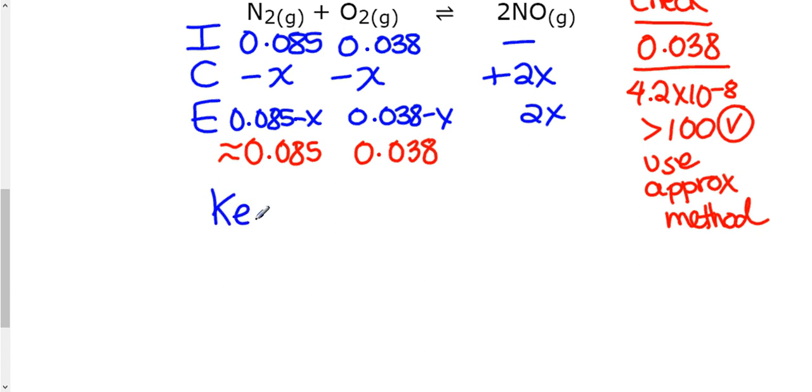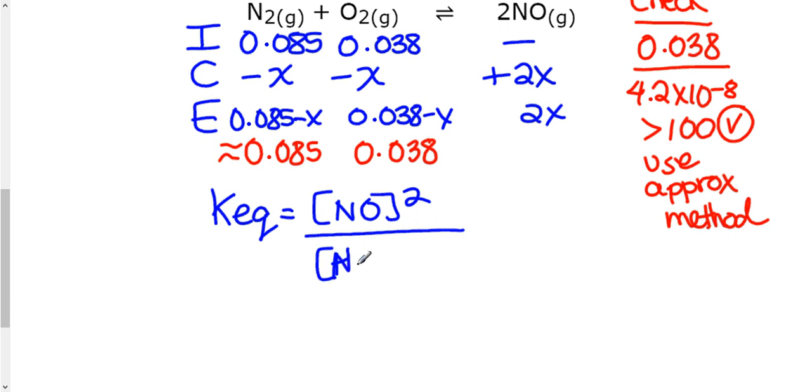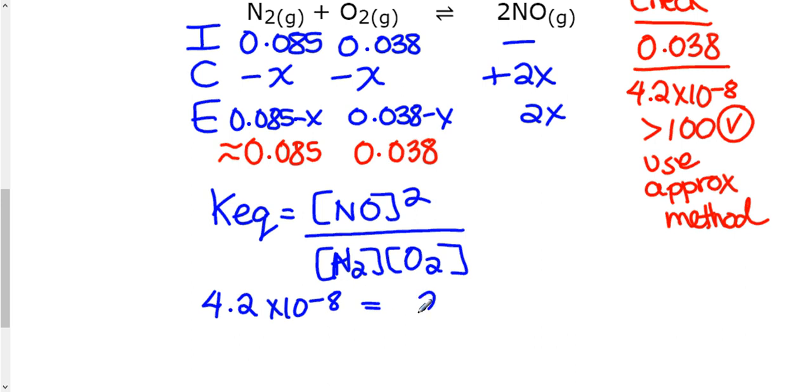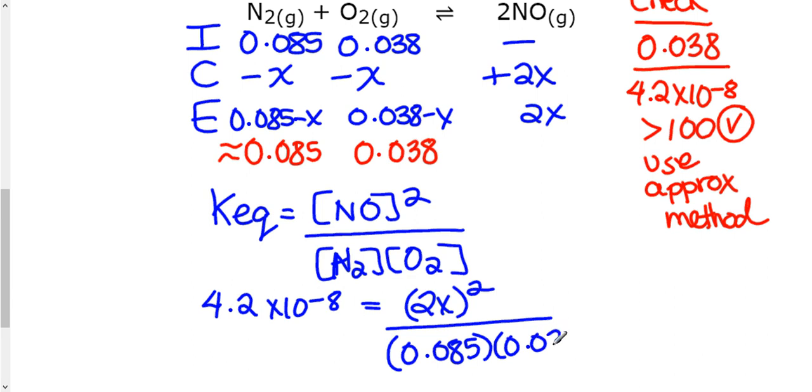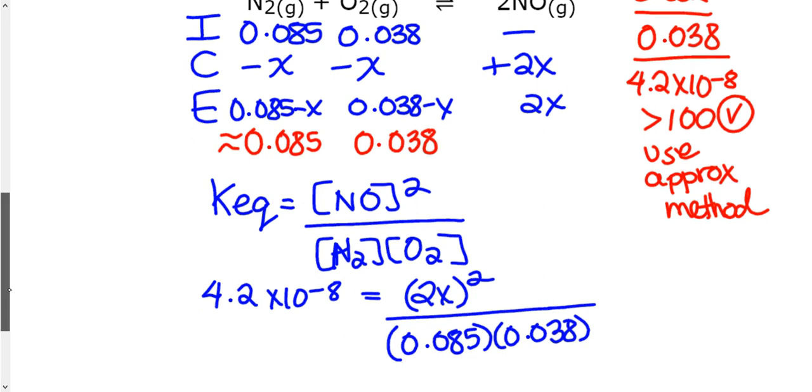All right, so let's check how you did. Your K_eq should be nitrogen monoxide squared on the top because there is a 2, and your nitrogen and your oxygen on the bottom. And then we're going to plug in our values. So we know K_eq is 4.2 times 10 to the negative 8. We've got 2x on the top. Don't forget to square it. And then on the bottom, this is the nice part with your approximation method, 0.085 and 0.038 go in. No x's. So now when you solve for x, it's a lot easier.